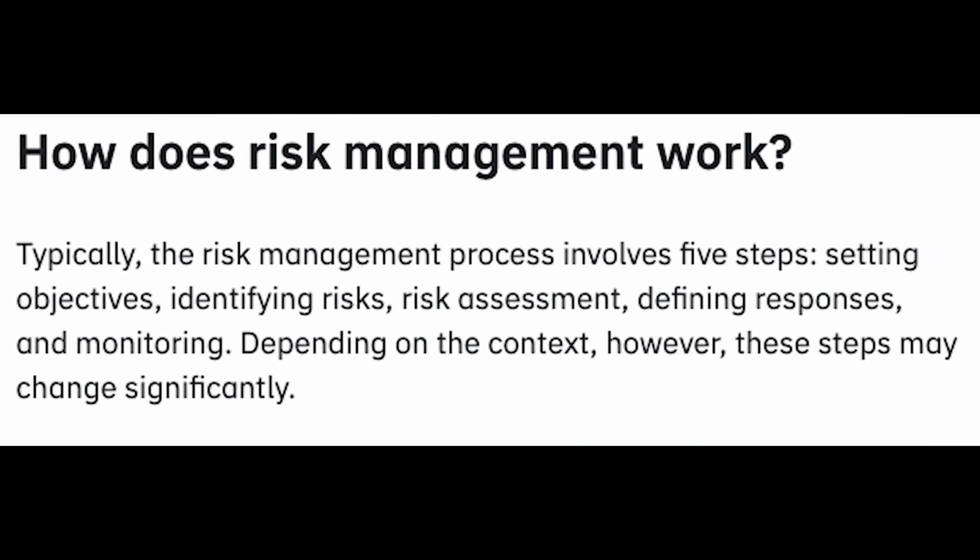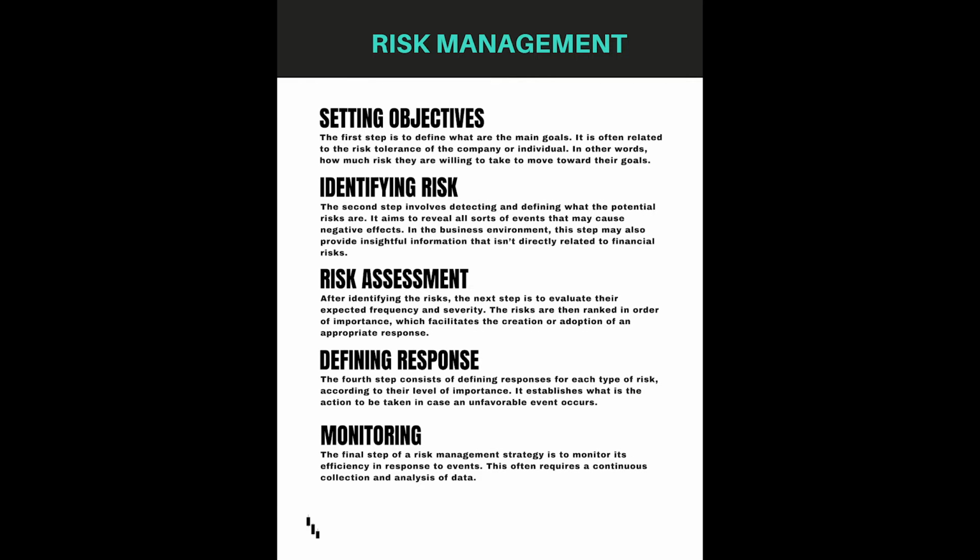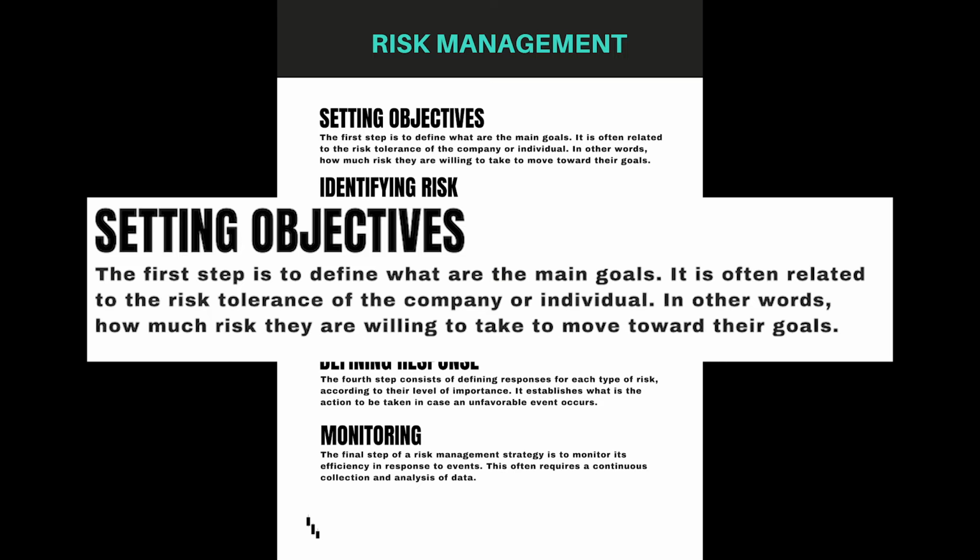Now, how does the risk management process work? Typically, the risk management process involves 5 simple steps: setting objectives, identifying risk, risk assessment, defining responses, and monitoring. Depending on the context, however, these steps may change significantly. So, step number 1, setting objectives. The first step is to define what the main goals are. It is often related to the risk tolerance of the company or individuals. In other words, how much risk are you willing to take to get towards your goals?